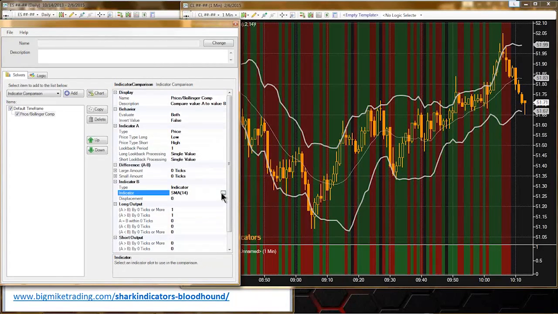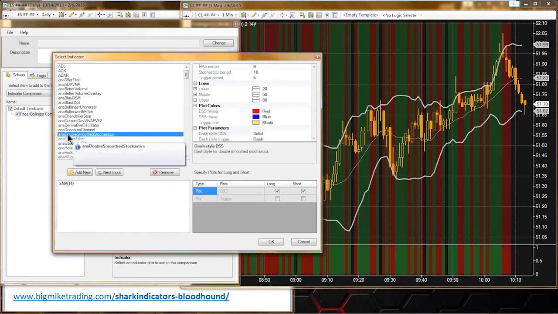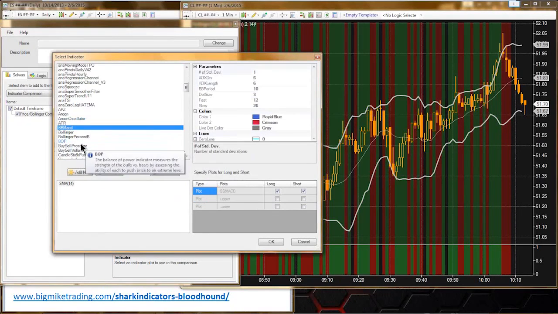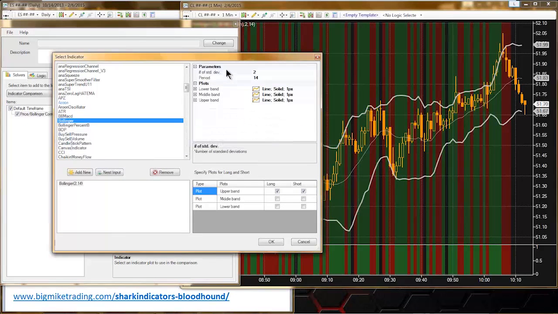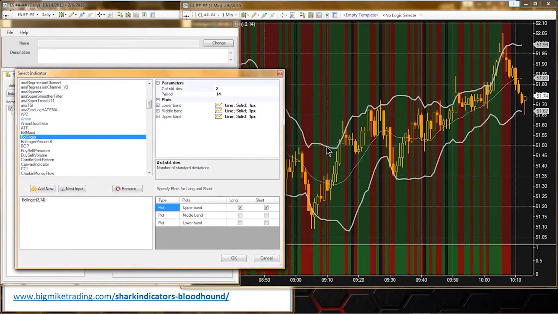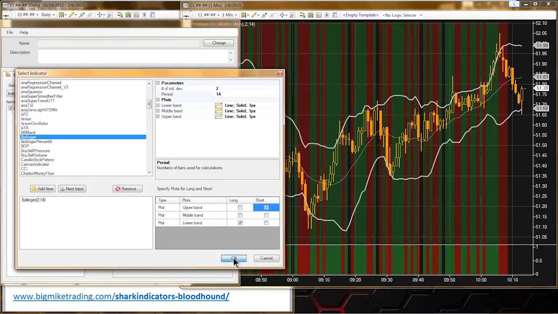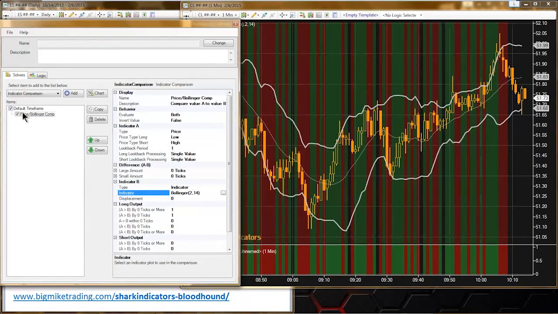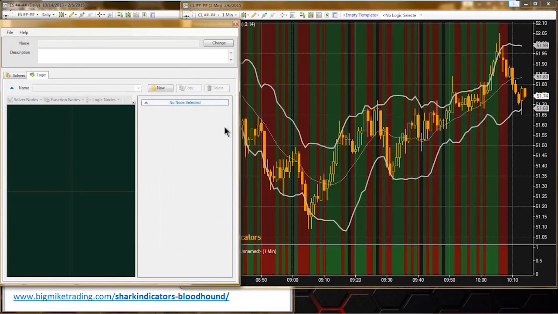Next, I'll just go in here and set up the Bollinger Band. On my chart, the Bollinger is a 2 standard deviation, 14 period, and I'm using the lower band to generate long signals, and I'm using the upper band to generate short signals. Okay, let's start working on the logic board here.